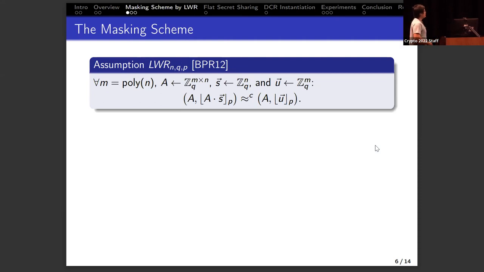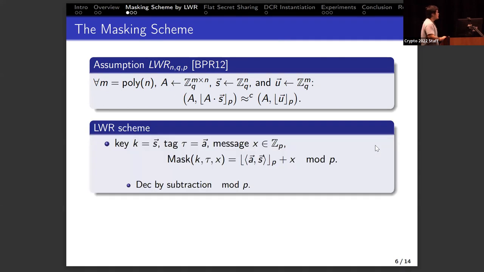Next, I'll give the first concrete instantiation under the LWR assumption. The assumption says that for a public random matrix A and the secret vector S in a large modulus Z_Q, their product rounded down to a much smaller modulus P is pseudo-random. So with this assumption, our masking scheme is very simple. The mask algorithm computes an LWR sample and adds it to the message mod P. And decryption simply subtracts the pseudo-random LWR sample to recover the message.